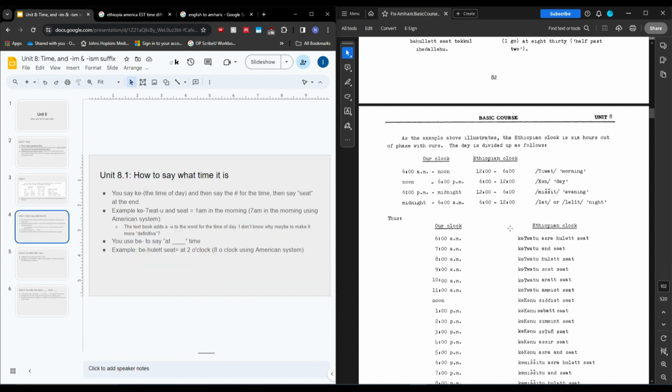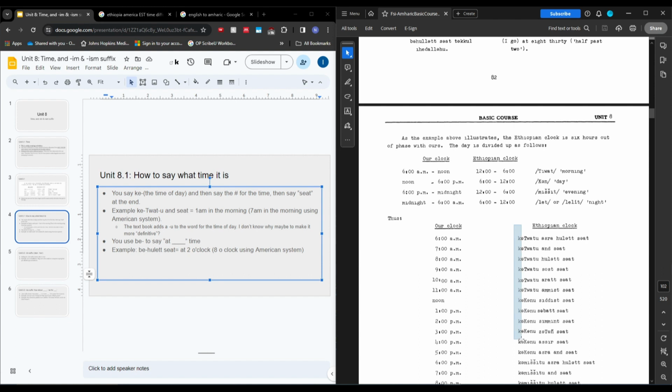Coming over to my notes of how to say a specific time, you basically say ke, the prefix, which is being shown here. You add the time of day here, which can be morning, tawat, day, ken, evening, mishit, and night, which can be lelit or let. Then you add a u onto it. I don't know why they add a U. That's normally some sort of definite suffix pronoun or ownership thing for he, him. But maybe it makes it more definitive, so just add a U on.